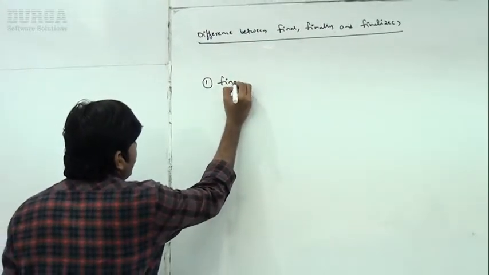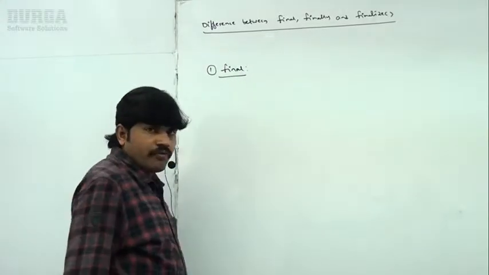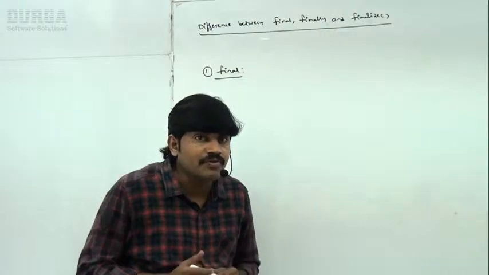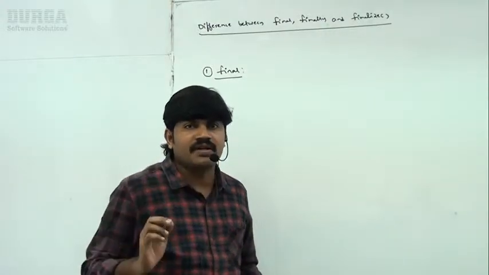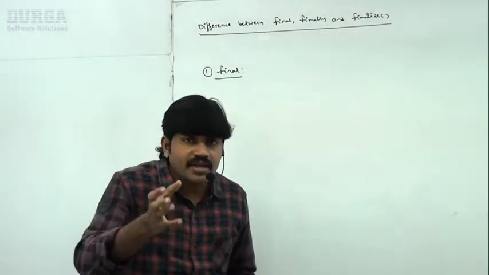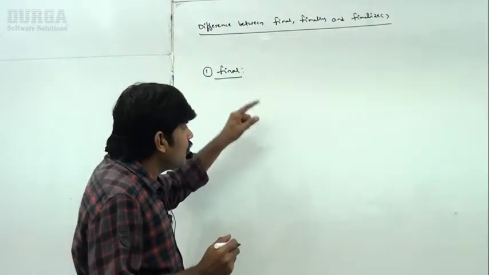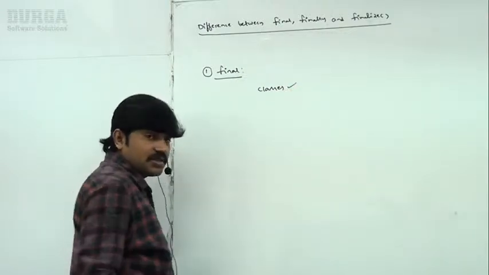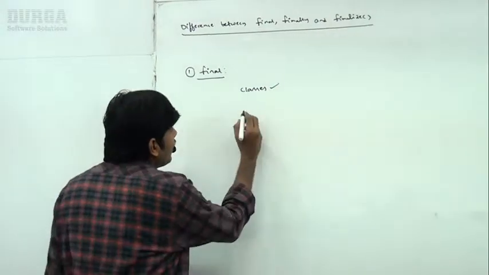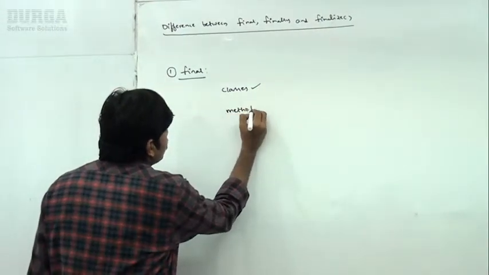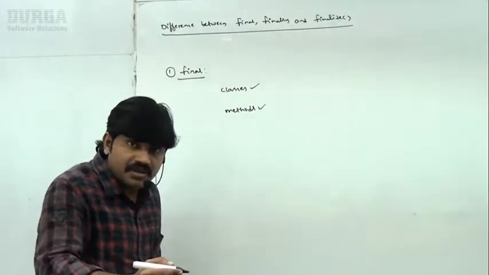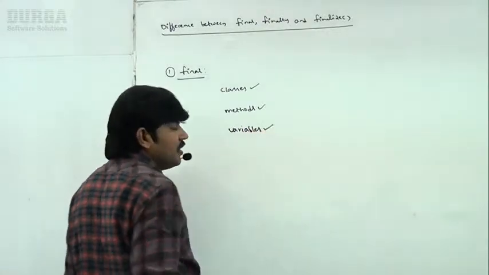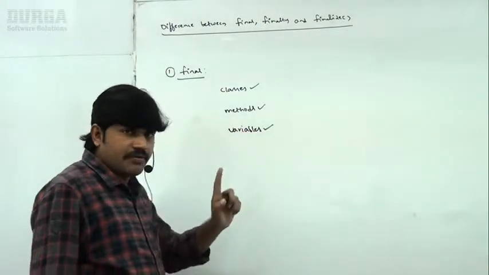What is final? Observe that. Final is a modifier in Java, just like static and abstract. The final modifier is applicable for classes, methods, and variables. So final is applicable for classes, methods, and variables.